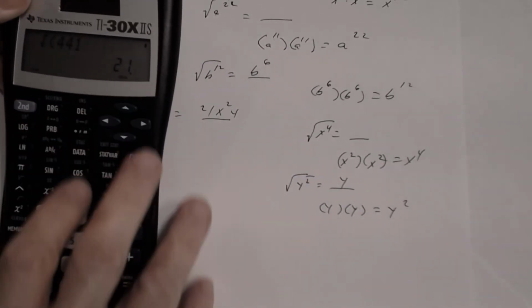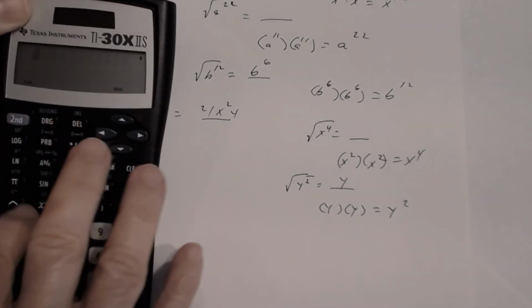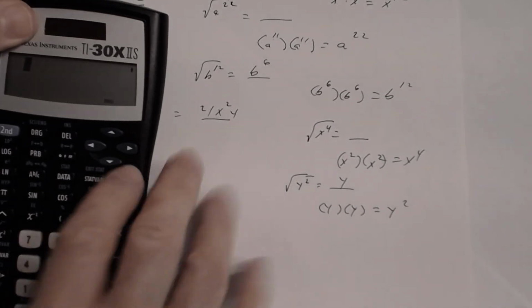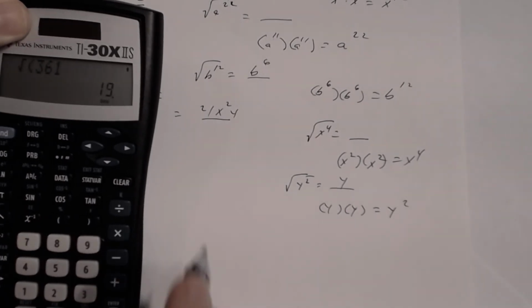So if we look at the square root of 361, use your calculator. Okay, let me do this again. Second square root, okay, 361 equals, I get 19.